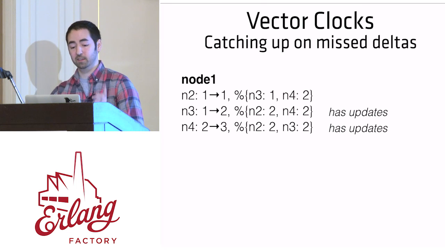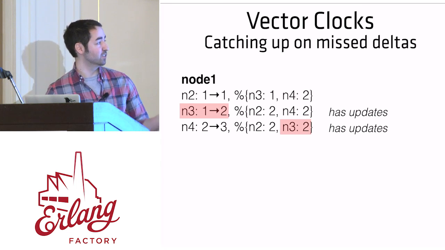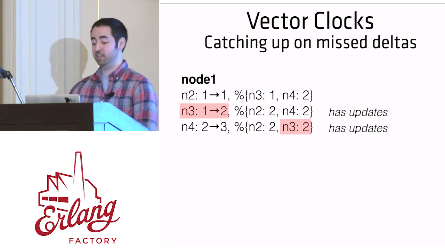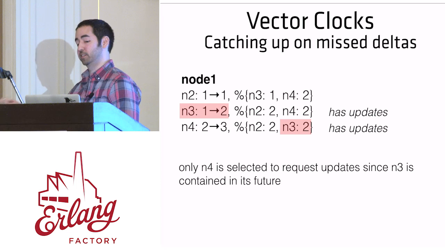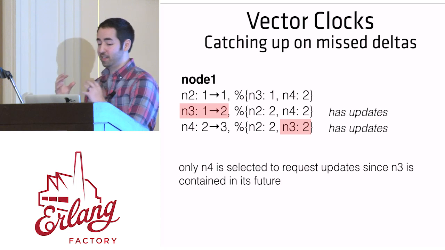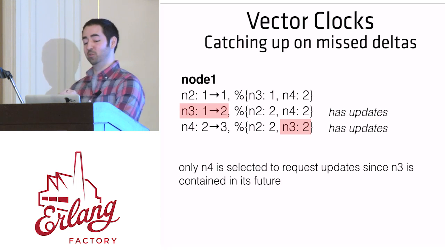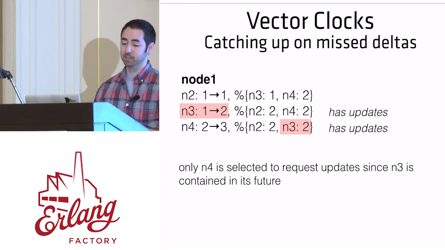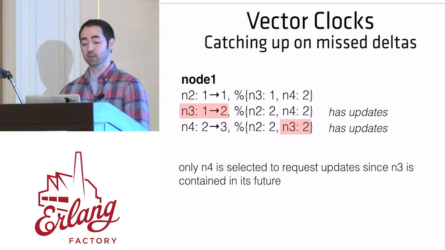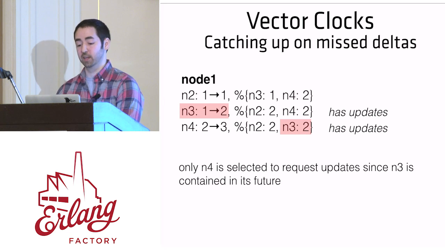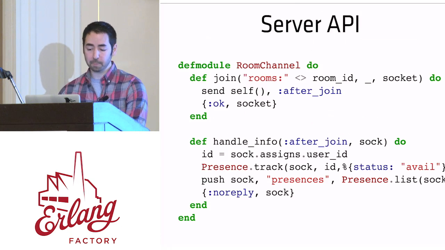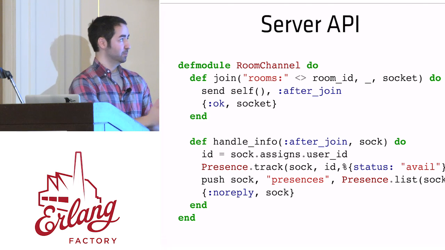We can just say, aha, node 4 said that it saw node 3 at vector clock 2. So then we can guarantee that we only need to ask node 4 to catch us up on the data we missed, and the vector clocks that node 4 has will contain node 3's updates. So we're able to optimize the net split recovery and new nodes coming up just by collapsing vector clocks and asking the minimal number of nodes for all the data that we need. So that's the internal implementation details.